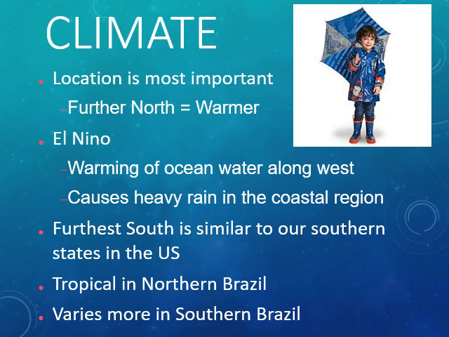The furthest south, all the way down to the very south part of South America, the coldest part, is pretty similar to our southern states in the United States, like Georgia or Florida or Texas. It never gets really cold. Sometimes it gets down below freezing at least a few times every year, but you don't see much snow or anything like that. In northern Brazil, it's almost all tropical, so warm and heavy rains all the time, and it varies a lot more in southern Brazil. There are a few different climates, but mostly it's subtropical, again, kind of like that Georgia, Texas, Florida type of climate.